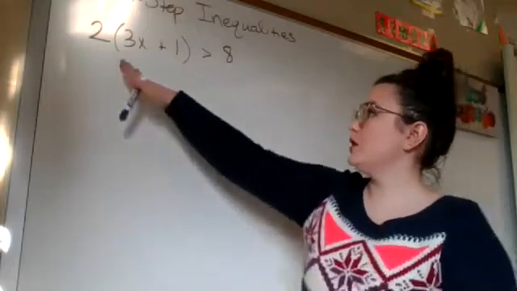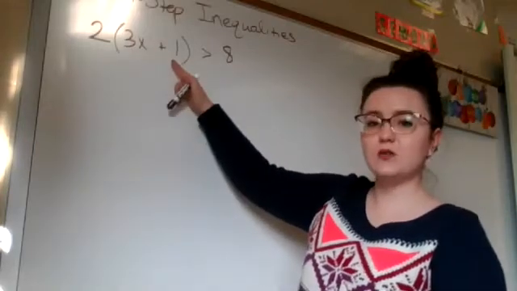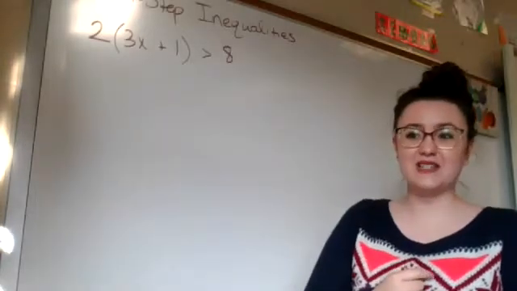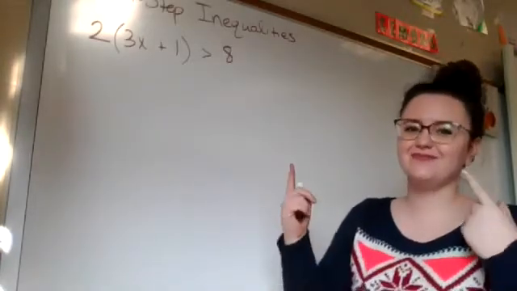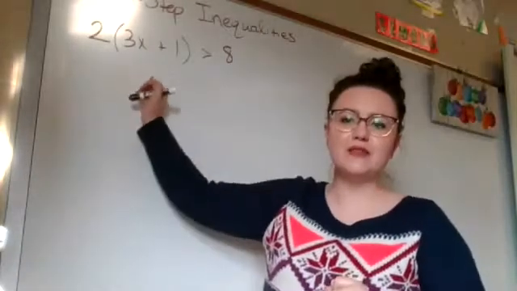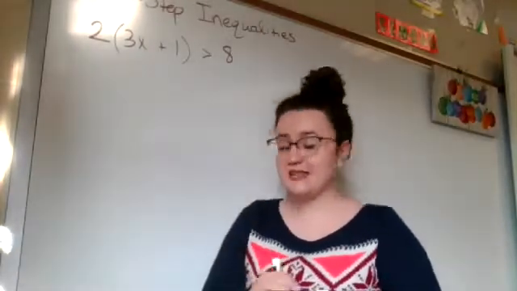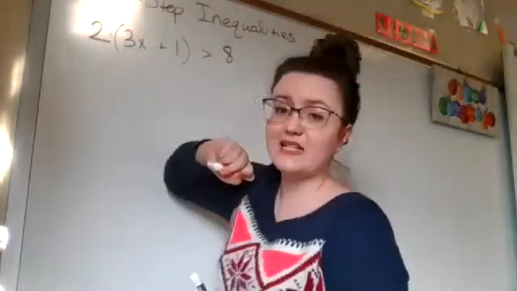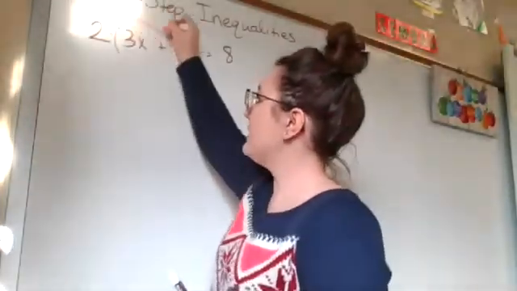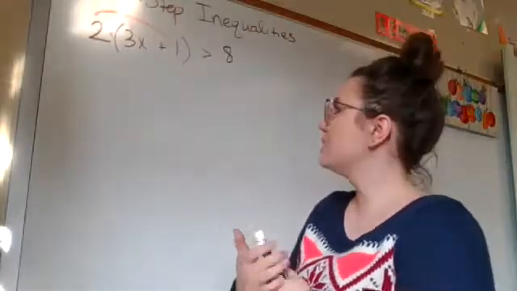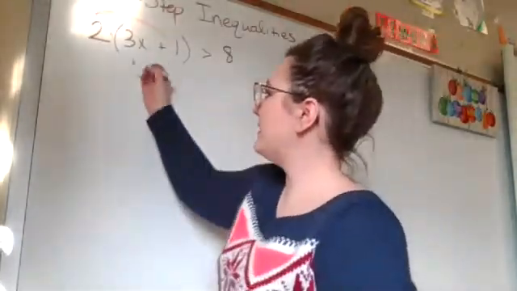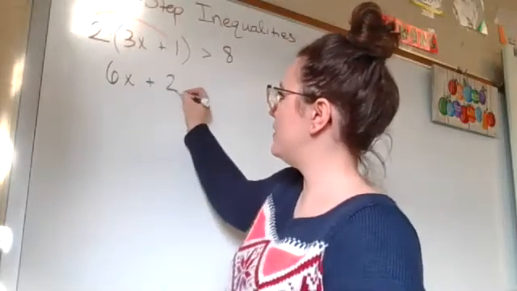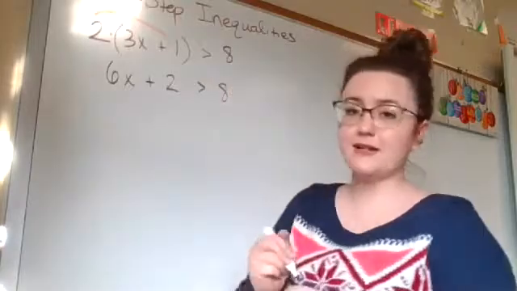So here's my example. 2 times the quantity of 3x plus 1 is greater than 8. Does this problem have anything that we can do to simplify or make it look nicer? Yes, it does. Because we have these parentheses with a number out front, I know that this needs to be distributed. I need to use distribution. So this is multiplying to my parentheses. I'll do 2 times 3 and then 2 times 1. So 2 times 3 gives me 6x plus 2 times 1, positive 2, is greater than 8.